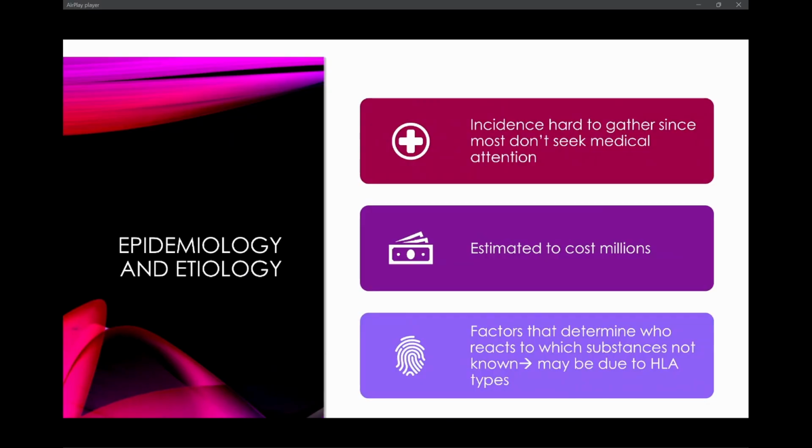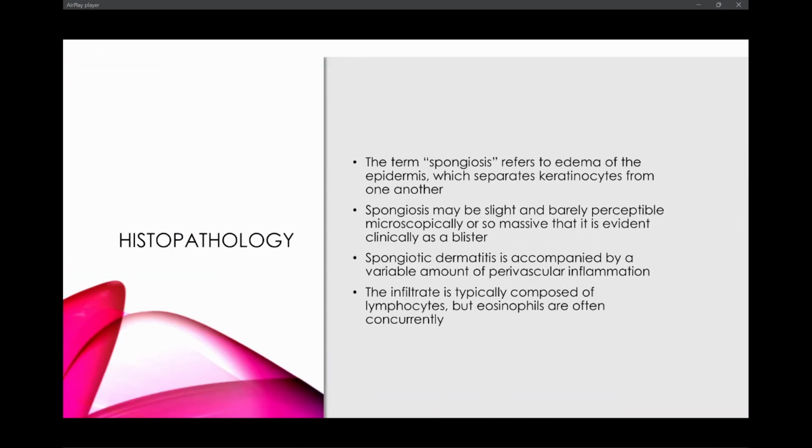Incidence is hard to gather because most people don't seek medical attention when you have this. You go to the pharmacy, you get the cream to put on it, and then you move on. So no one really seeks medical attention, so we don't know the actual numbers, but we know it's going to go away on its own for the most part. It's estimated it costs millions, basically in just creams for afterwards. Factors that determine who reacts to which substances are not known, maybe due to HLA types, why some people will react, some people don't, and so forth.